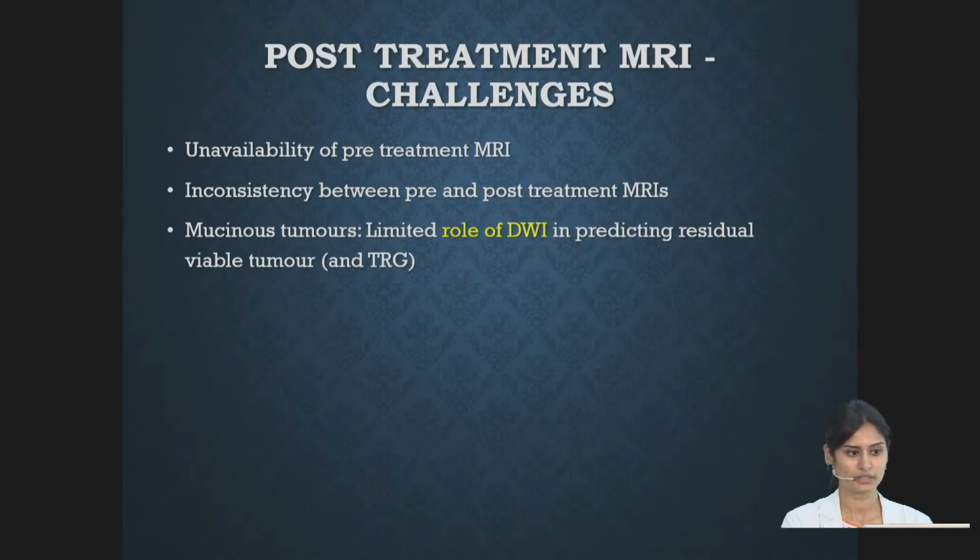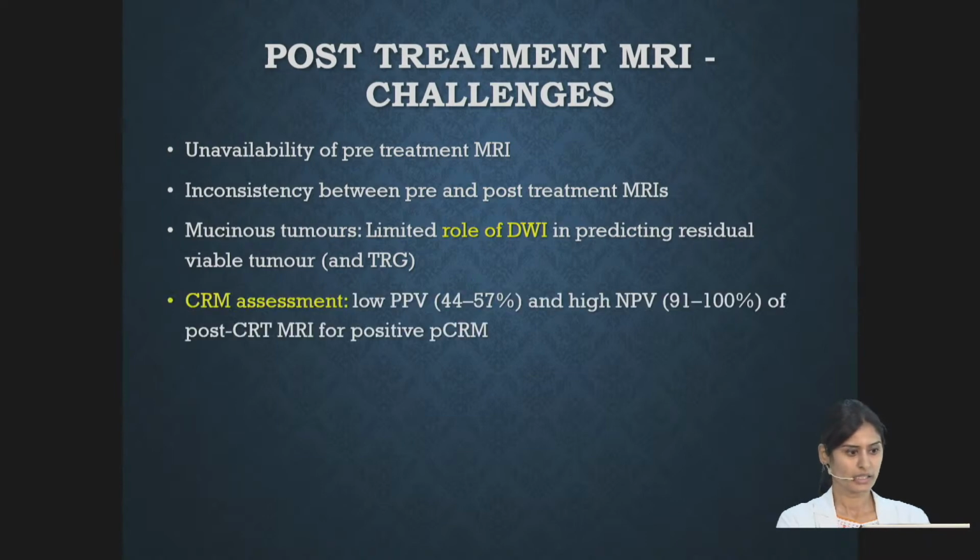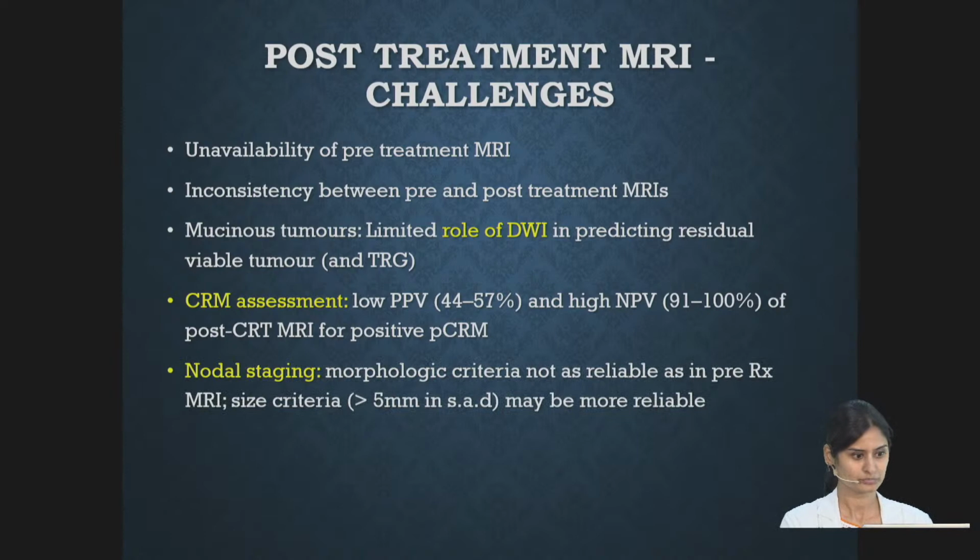Also, there are MRI challenges in differentiating between acellular and cellular mucin. And CRM assessment post neoadjuvant therapy has a very high negative predictive value, which means if we say that CRM is not involved post treatment, we are almost always right. However, when we say that CRM is involved by tumor, the positive predictive value is not great because that may be involved by fibrosis rather than viable tumor. For nodal staging, morphologic criteria cannot be as reliably used post treatment, and so we rely on the size criteria.